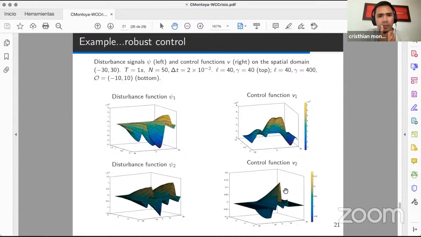Okay, we have two examples in this slide with respect to the robust control. Every row is an example. In the first row, we have the disturbance function psi1 and also the control function v1. You can see a similar behavior with opposite sign, for a first configuration. And now the second row is when we consider the control function with a support in minus 10, 10. Okay, it's almost the same, but the control function is localized in the symmetric interval.